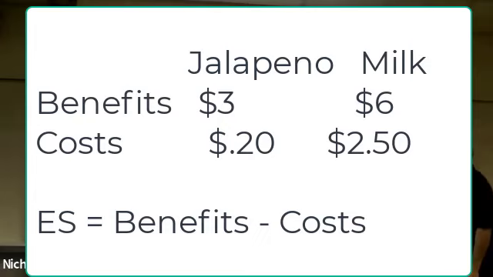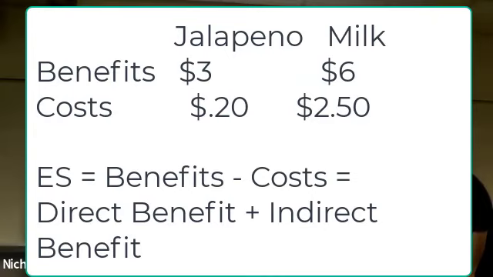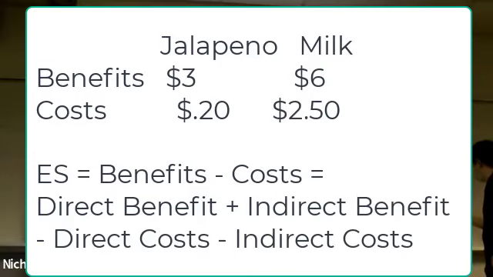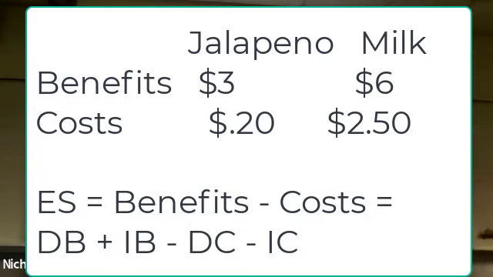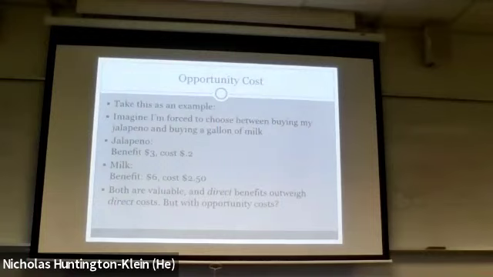So we know that there are two kinds of benefits: direct benefits and indirect benefits. There are also two kinds of costs: direct costs and indirect costs. And we want to subtract all the costs from all the benefits. We get direct benefits plus indirect benefits minus direct costs minus indirect costs. Okay, so let's fill in these numbers. So first of all, what's the direct? Let's say we're looking at the jalapeno compared to the milk. So we're looking at the jalapeno. What's the direct benefit of the jalapeno?